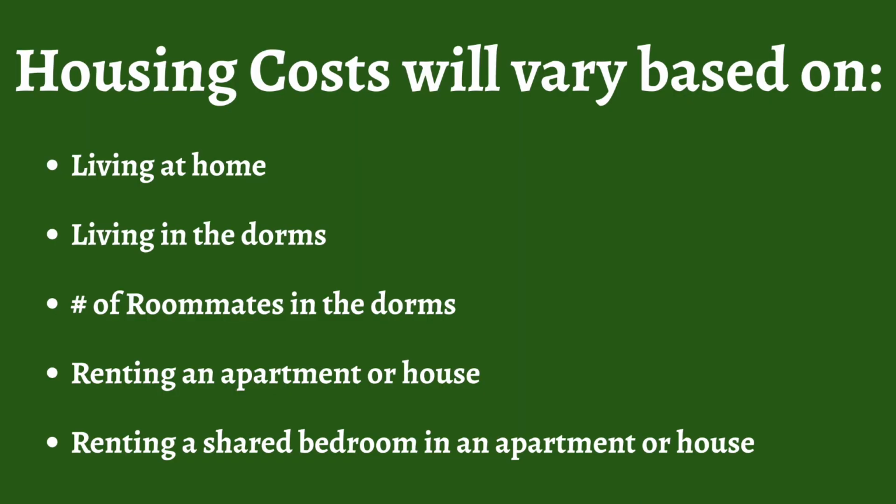The next section is housing. Now housing cost is going to range by where your student lives. Is your student living at home with you and commuting? Are they living in the dorms? Are they living in an apartment or rented house? Are they sharing their bedroom with someone? Those costs are going to vary depending on your student's situation.